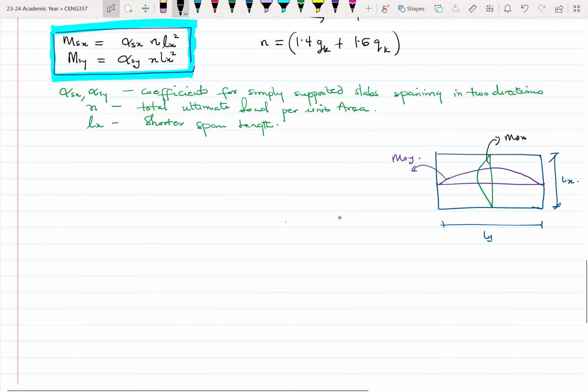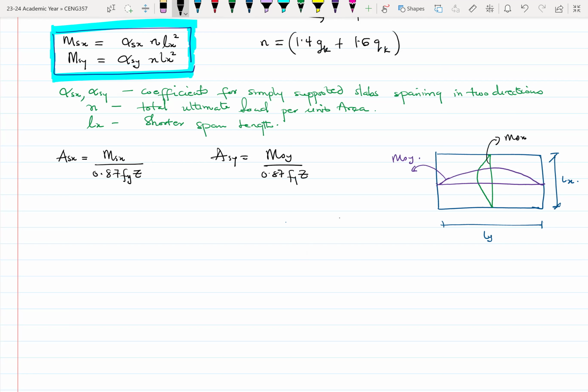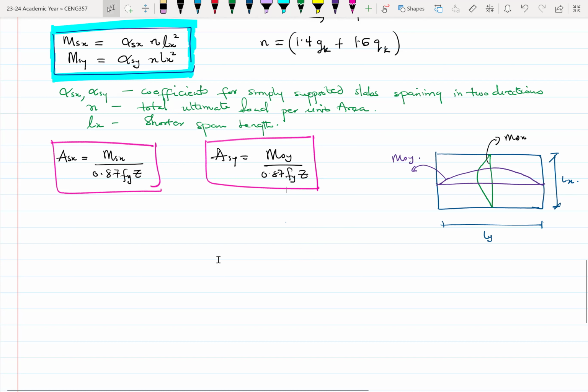maybe further away because it's not too critical. So I have to find the area of steel in the x direction, which will be Asx, and that will be Msx over 0.87 fyz. All right. Then our Asy will be Msy, sorry, over 0.87 fyz. All right. So again, these are equations that we have come across already, but just rewriting them to suit what we are doing. So let's look at a table. So I'm going to bring the table up and then we can use that to do our calculations.